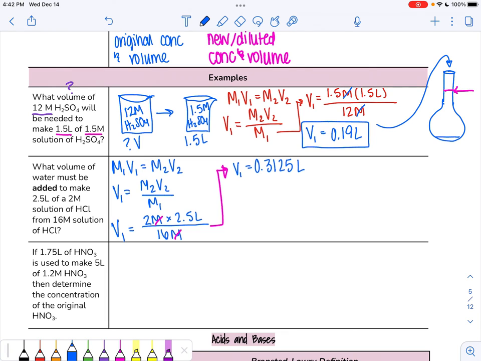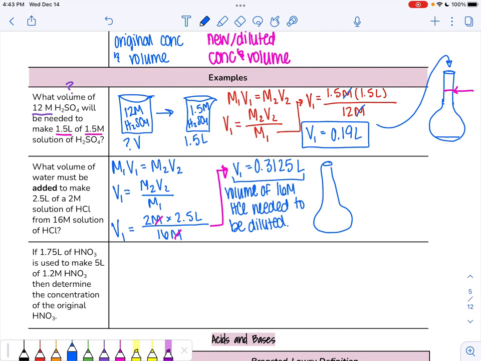So remember, this is the volume of the 16 molar HCl needed to be diluted. But that's not what this problem is asking me for. This problem is asking how much water do I need to add to dilute this? So think about what this would look like again.